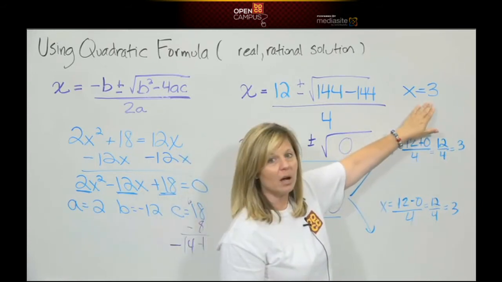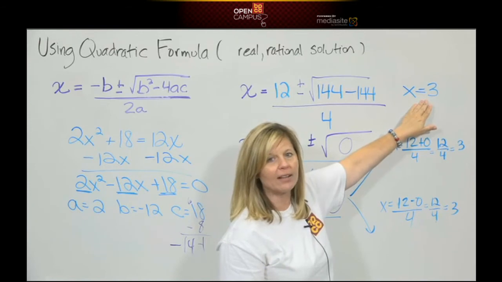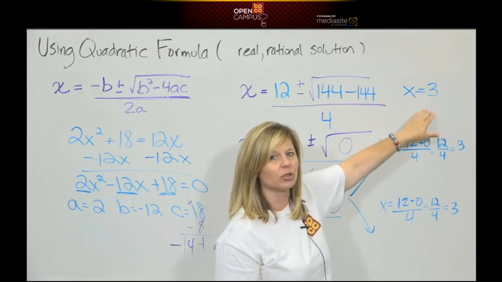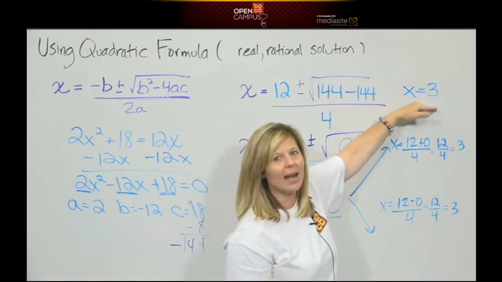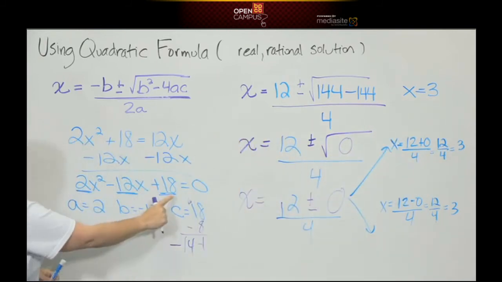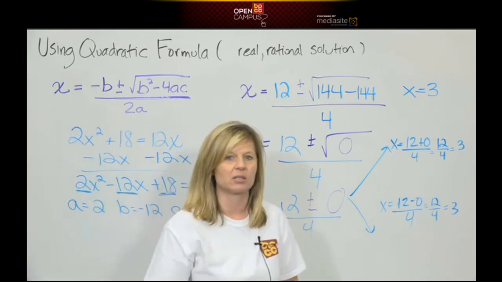This is one number, it's real, it's on the number line, and it's rational. You could rewrite this as a fraction, 3 over 1. So we say this solution, we describe it as one real rational solution. Again, if your answer is rational, that tells me we could have taken this equation and factored it and got the same answer and saved us some time.